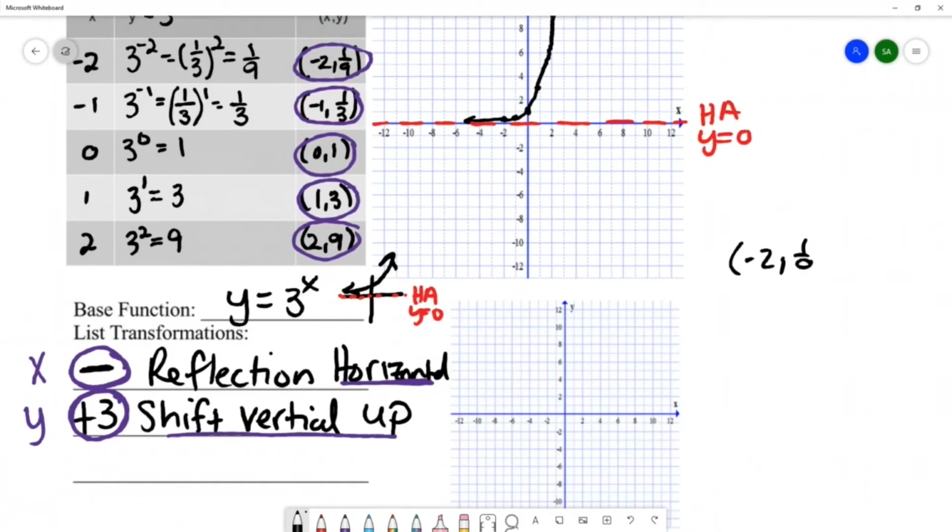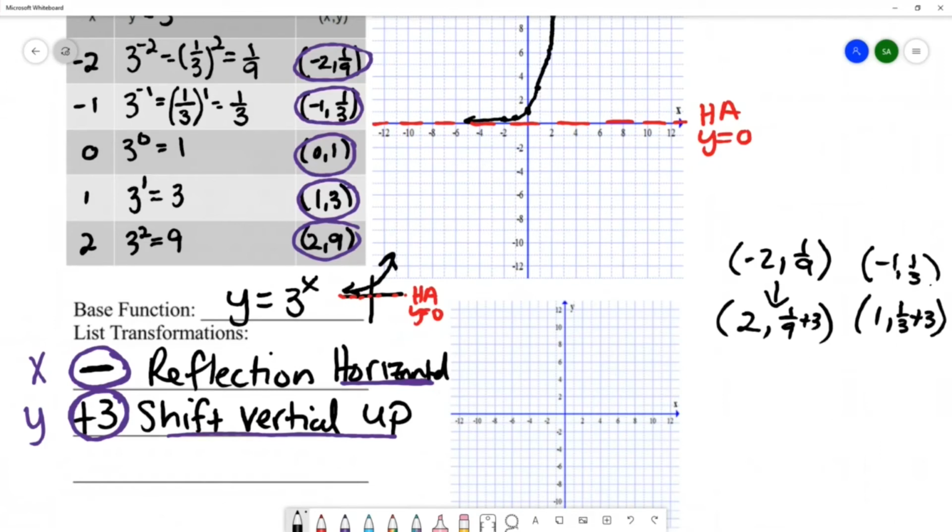-2 and 1/9, that point will change the x to the opposite, +2, and the y, we're going to add 3, so it'll be 3 and 1/9. The point -1, 1/3 will have the opposite x and add 3, so 1/3 plus 3, 3 and 1/3. So that's what it will transform to.